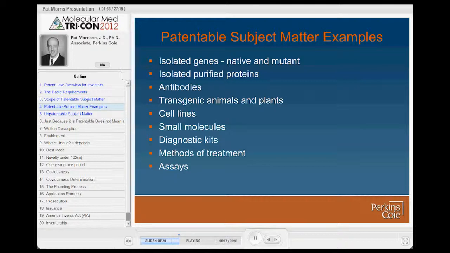So you can't patent the sequence if it's in someone's body, that sort of thing. It's a misconception a lot of people have that don't know that much about this. It actually has to be an isolated DNA sequence or an isolated protein. You can also have claims directed to antibodies, transgenic animals and plants, cell lines, small molecules, kits, devices, methods of treatment, assays, basically just a whole array of things. It's actually much easier to look at just the things that you can't actually get a patent for.